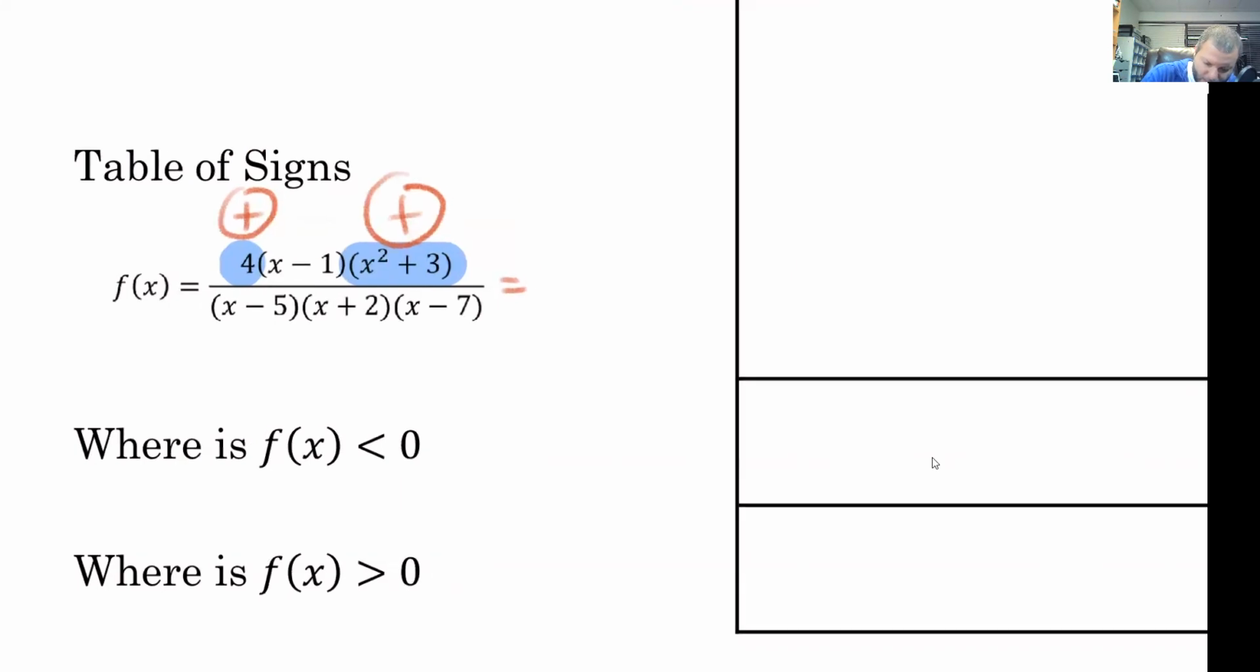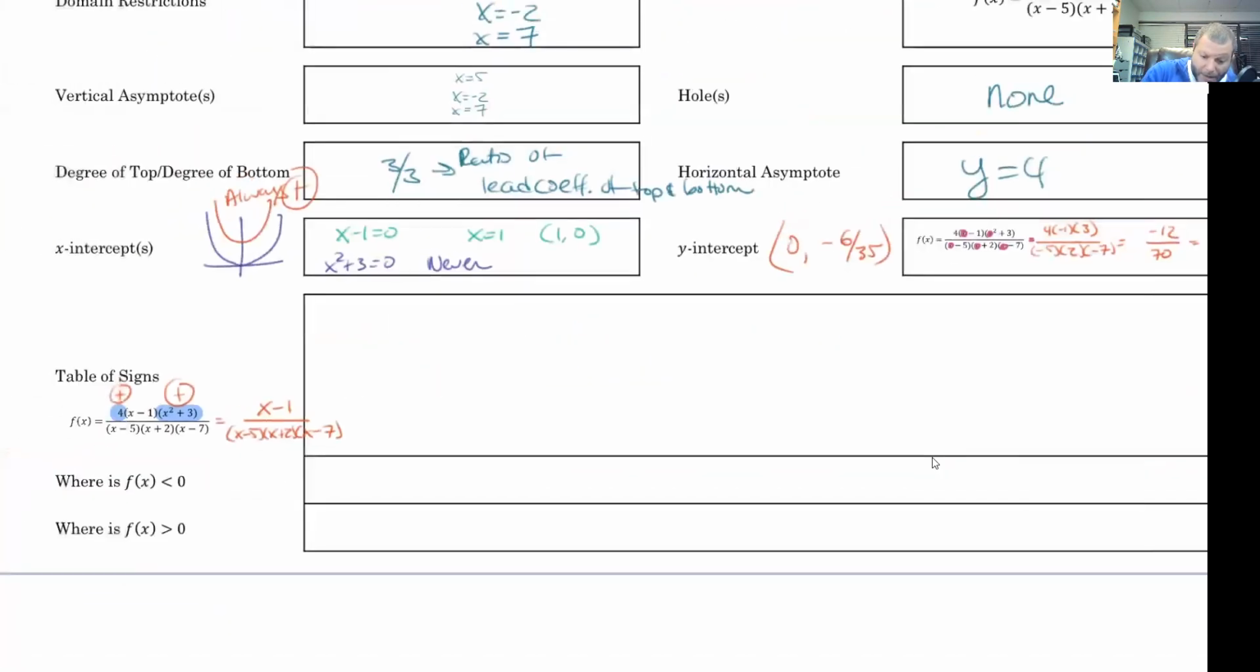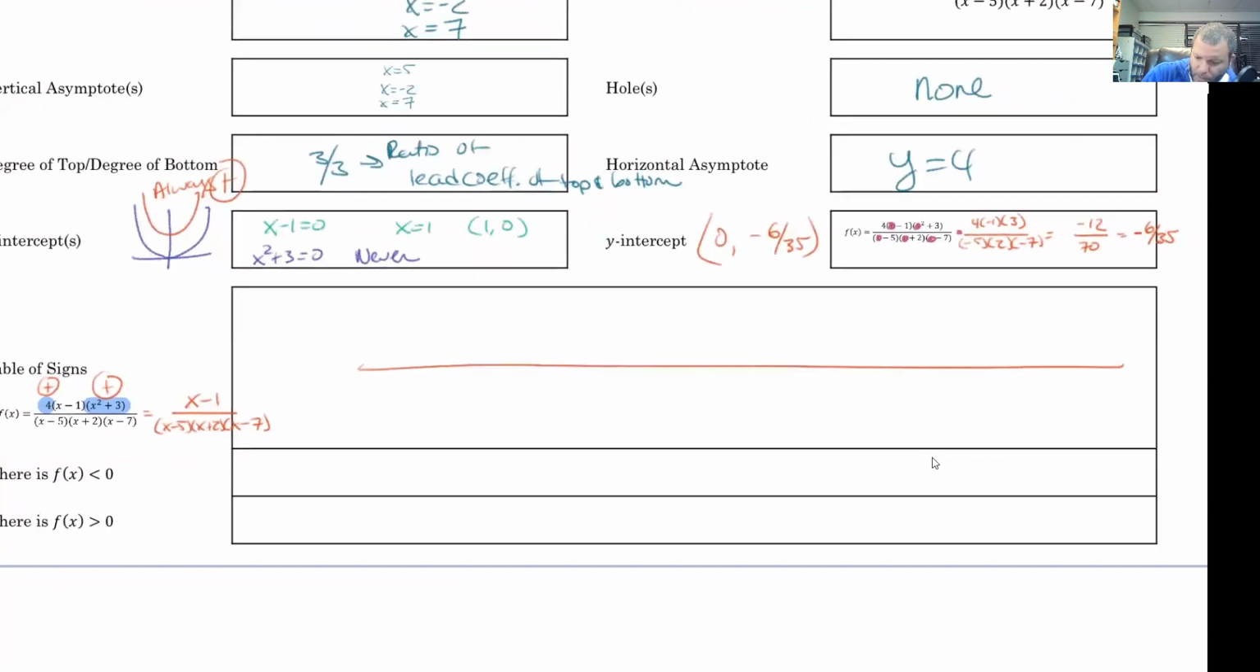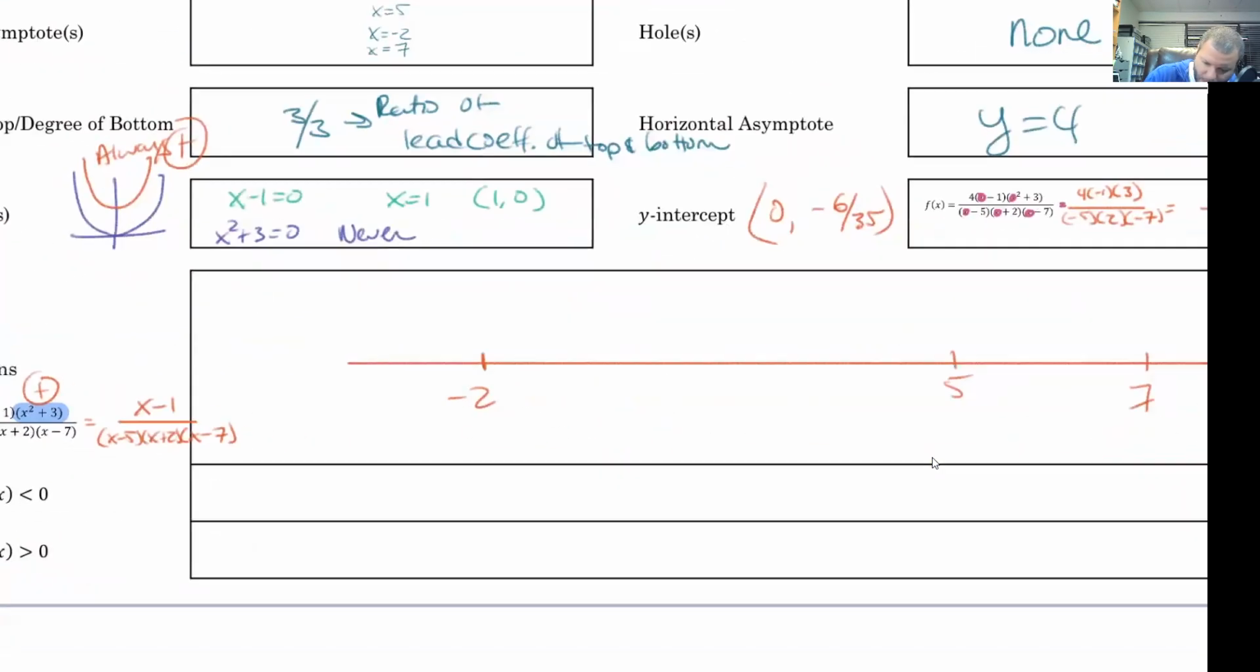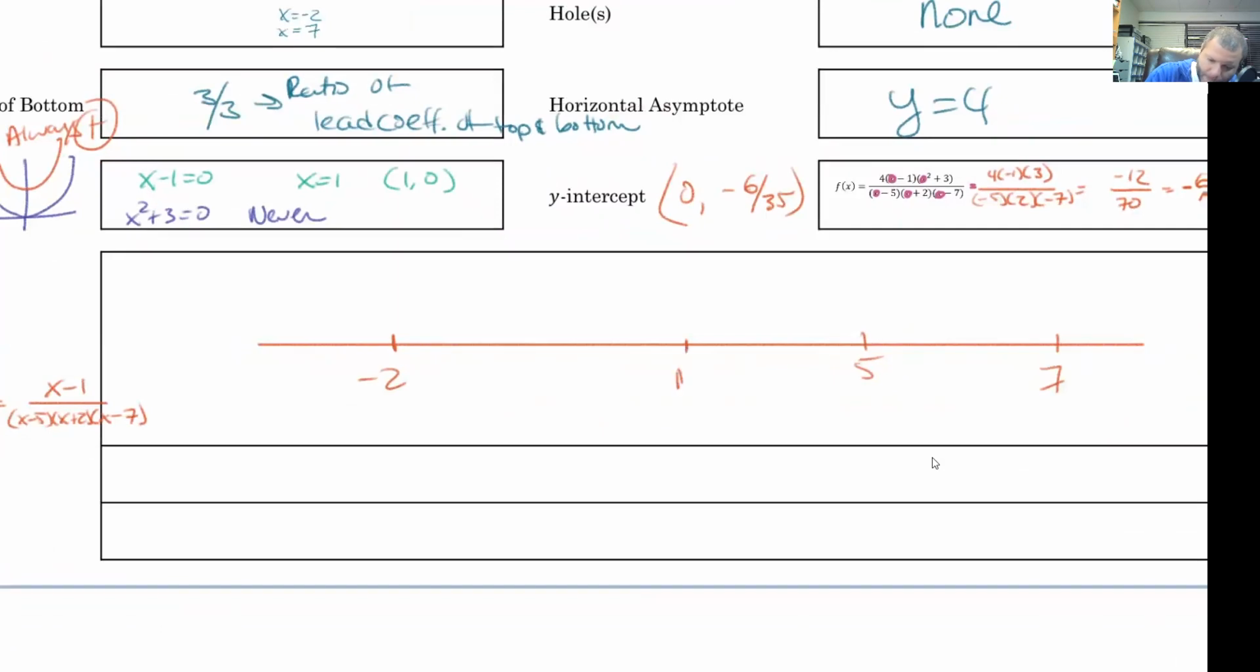So we could really look at this in terms of a table of signs as x minus 1 over our denominator, x minus 5, x plus 2, x minus 7. That's going to be what we use in our table of signs for checking. All right, so then in here, we have vertical asymptotes at negative 2, 5, and 7. We had an x-intercept at 1, 0, so maybe right there. Again, we had vertical asymptotes here, here, and here. And we had an x-intercept right here.